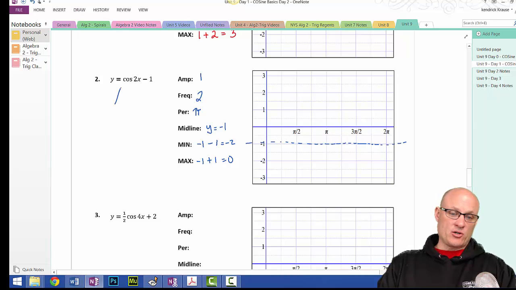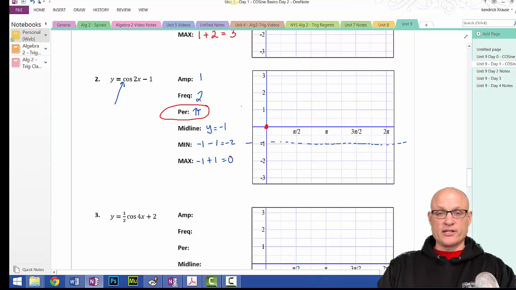Since the leading coefficient in front here is positive, we are going to start at a maximum and finish at a maximum. In this case, my maximum is 0. Now be careful. I'm not going all the way out to 2 pi, because this says you're going to finish one full cosine curve in pi. A complete down and up in pi.